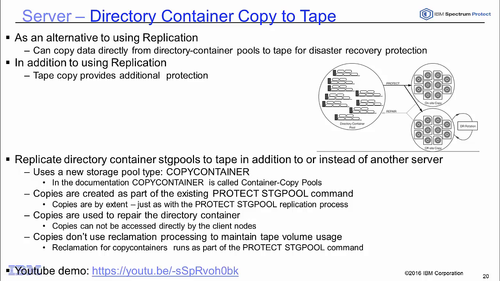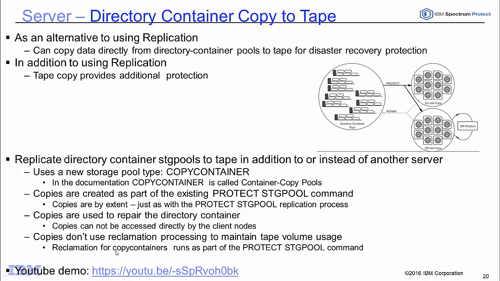Copies are used to repair the directory container only. You do not restore directly from a copy container. In order to do the restores, you need to restore from the directory container. So if your directory container was for some reason damaged, you would first repair it with the tape copy and then restore that out to your Spectrum Protect clients. We do have reclamation for these copy containers, but it is different from our normal tape storage pools.